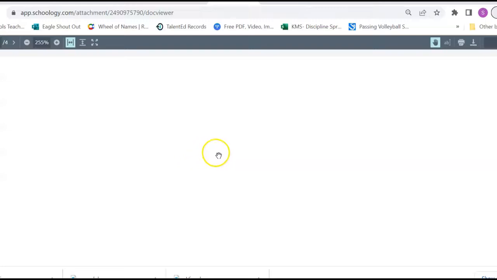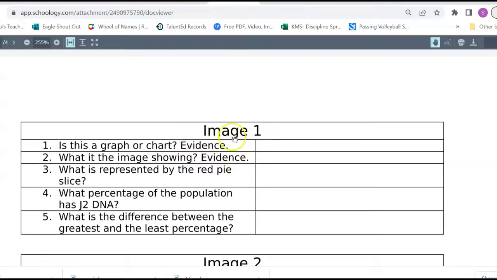Each of these are also labeled with the image. So image 1, here's where you will put your answers for image 1. First, ask yourself, is it a graph or chart? What's your evidence? So if you answered the question that it does not have an X and Y, so you said it was a chart, that's your evidence.